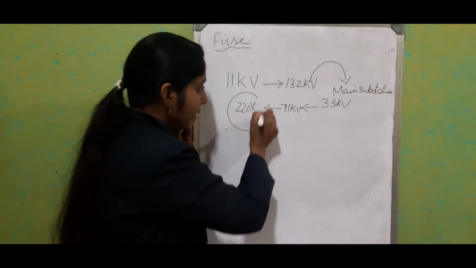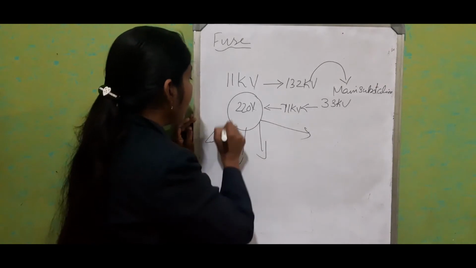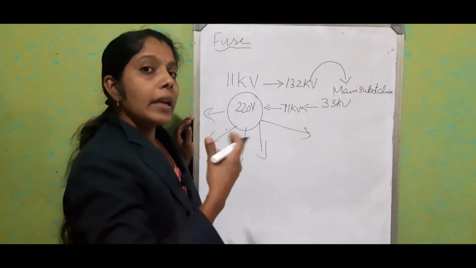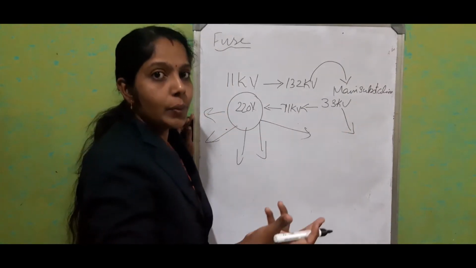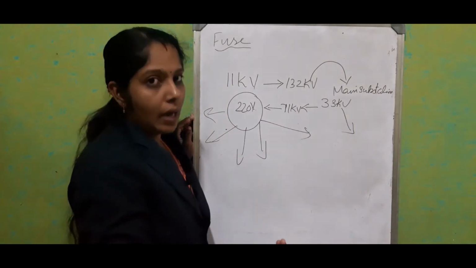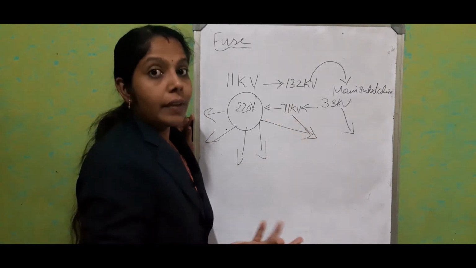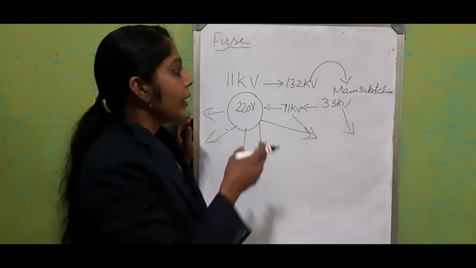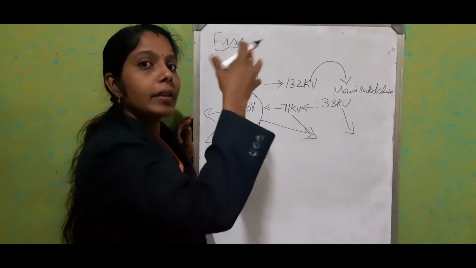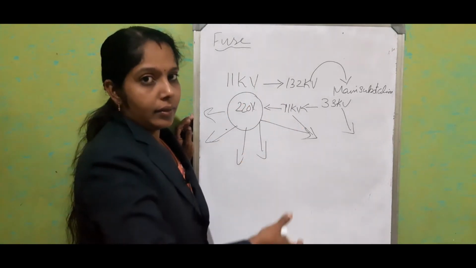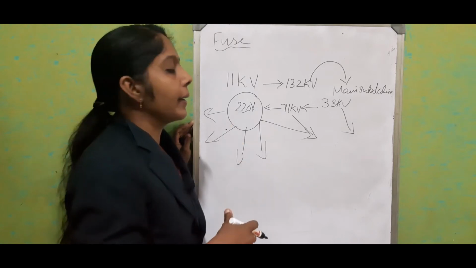From the city substation, it is distributed to different houses. The 33 kilovolt, if industries need a large voltage, will be given to large industries, and to small industries we give the 11 kilovolt. So this is how distribution happens from the generating station to the household circuit. This is what we studied in 8th standard.